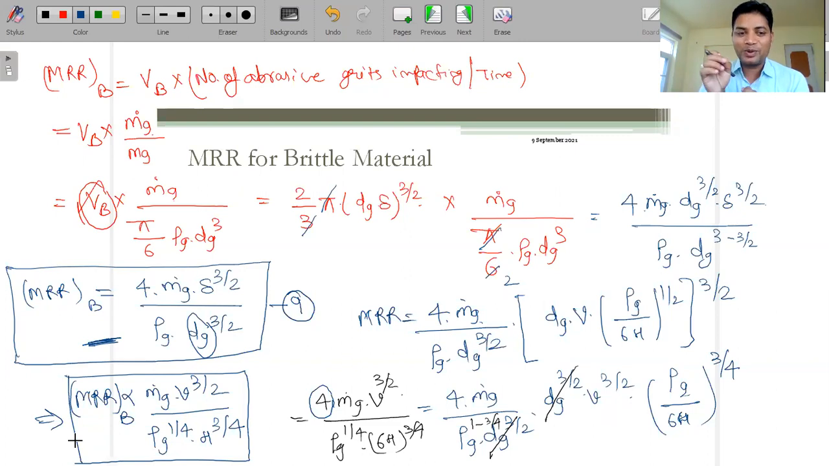Okay, and just write it down somewhere, because many problems have been asked in many of the examinations. Please keep in mind this one. Now this is for the brittle material, and this is equation number 10.